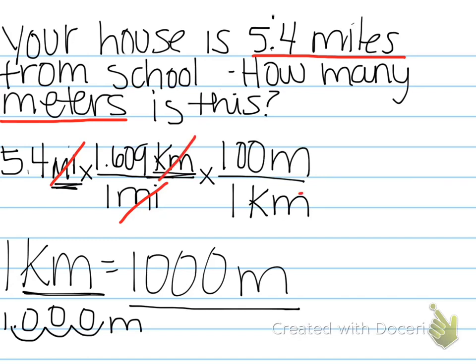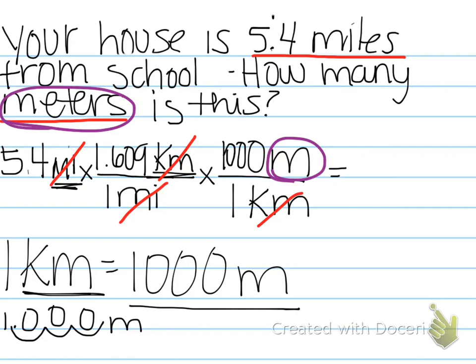So now my kilometers unit cancels, and I am left with meters, which if you look back in the problem, that's what we want. And I wrote 100 there, make sure it's 1,000, all right? So now we're going to do the math. Multiply the top, divide by the bottom.